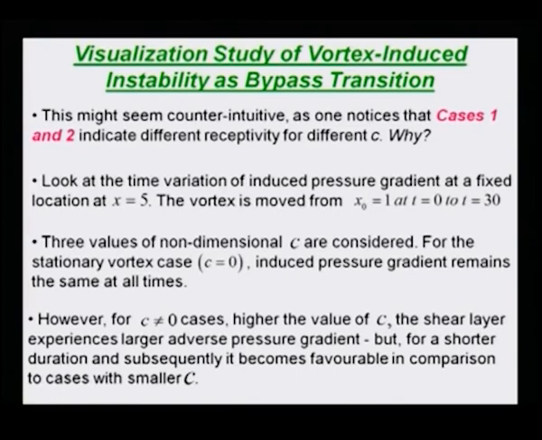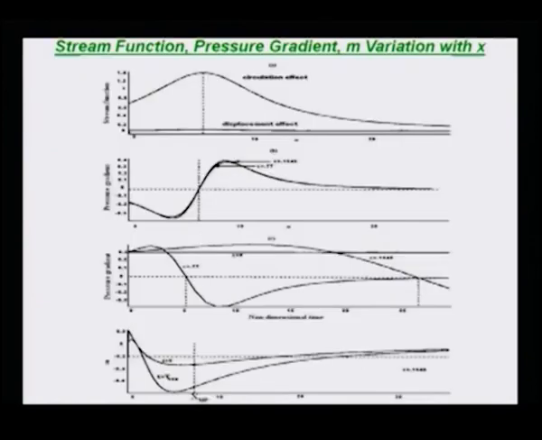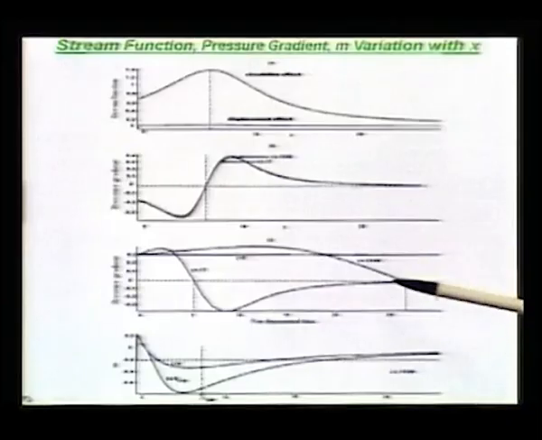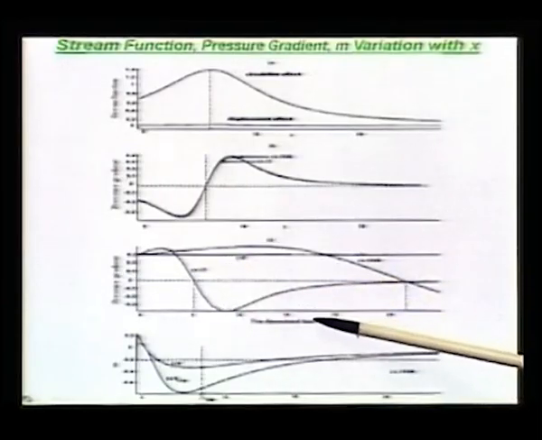That you need to understand if you look at the time variation of the induced pressure gradient at a fixed location. What we had done was look around a fixed location x equal to 5, and the vortex is moved from x naught equal to 1 at t equal to 0 to t equal to 30. In this motion from 0 to 30, what happens to the pressure gradient as a function of time at x equal to 5? That is what is plotted in the third frame. So, this is pressure gradient versus non-dimensional time.